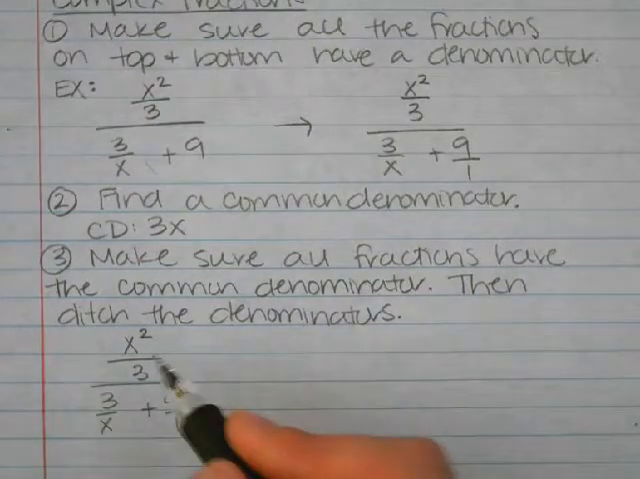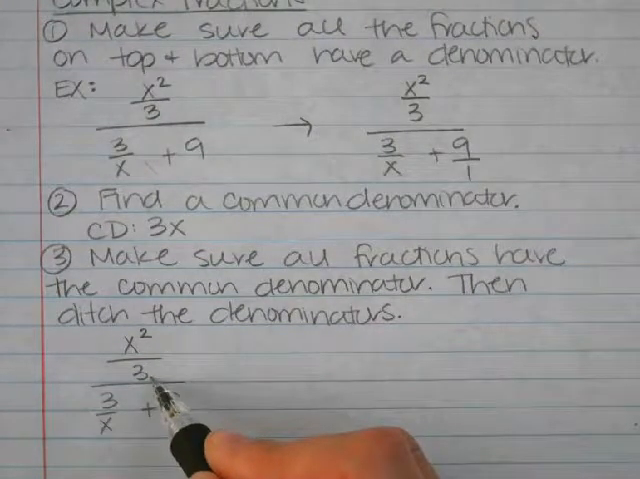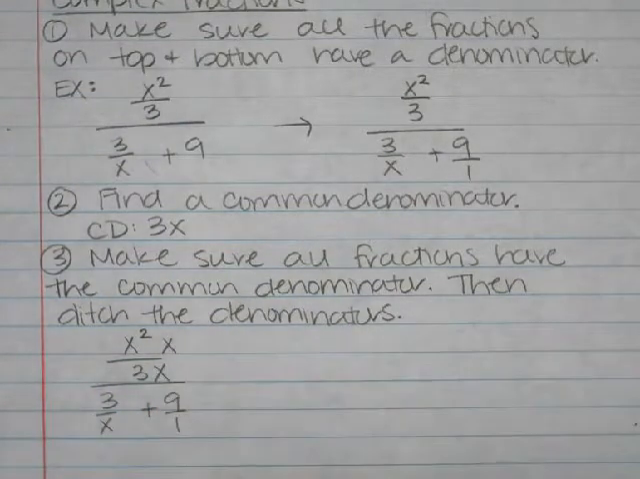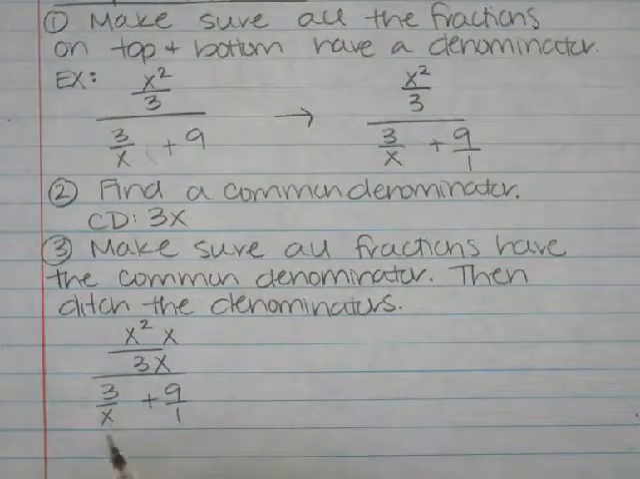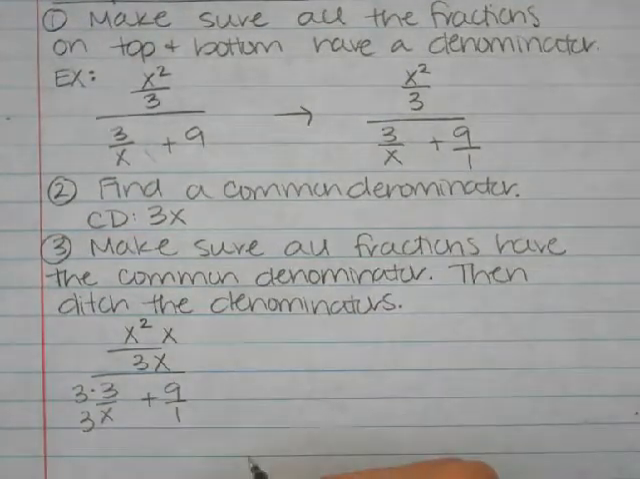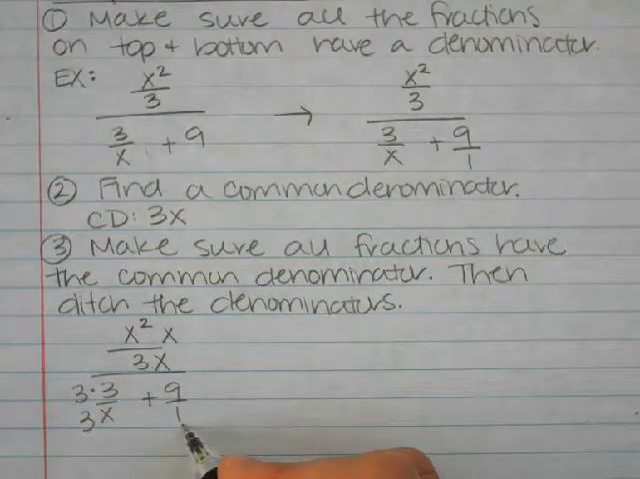So this fraction on the top has a denominator of 3, and it needs to have a denominator of 3x. So what should we do to it? Yeah, multiply by x. On the bottom, this one has a denominator of x. What does it need? 3. It needs to be 3x, so it needs a 3. And this denominator has a 1, so what does it need? 3x.